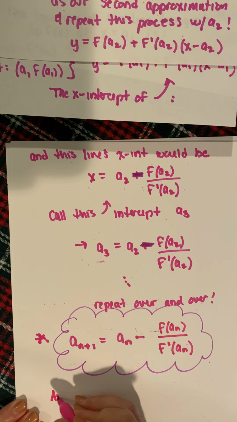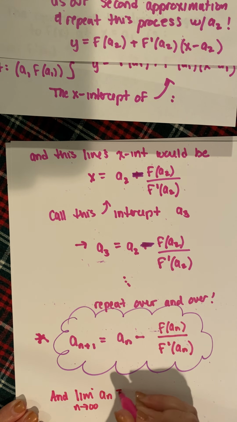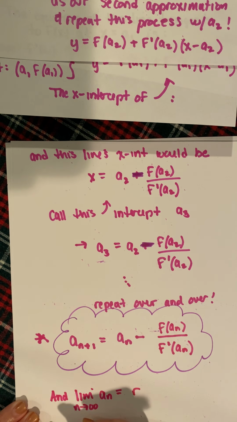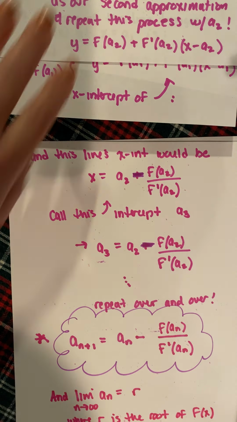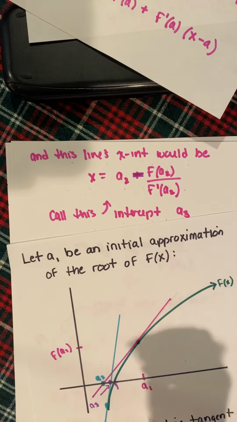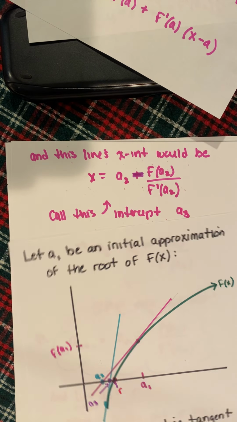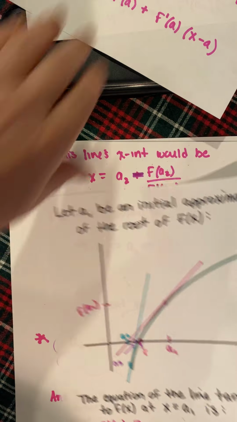And the limit as n goes to infinity of an is equal to r, where r is the root of the original function. So r would be this point right here, where the original function crosses the x-axis. So that's our goal.